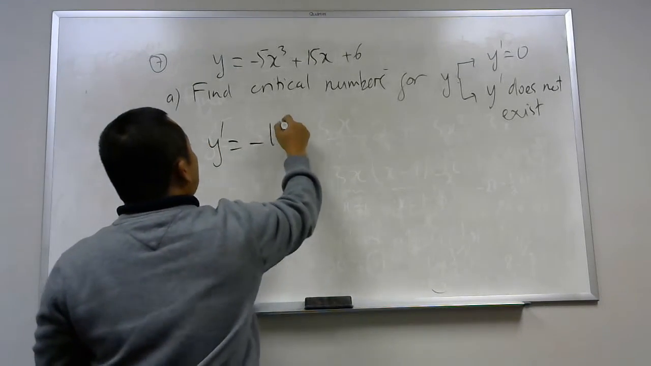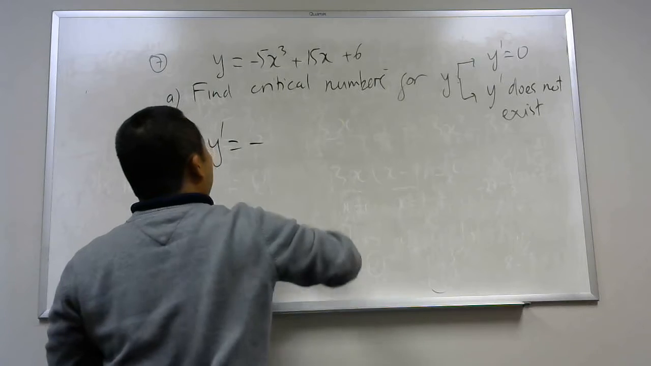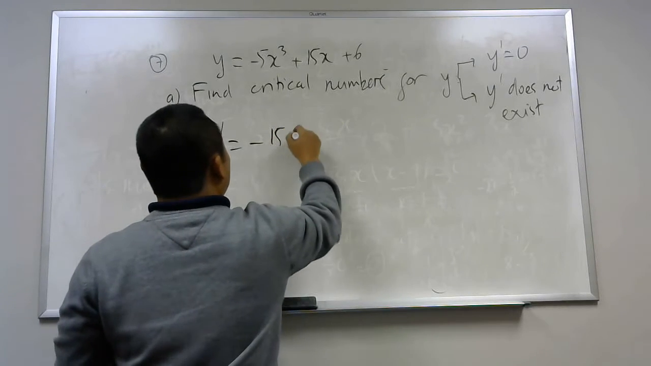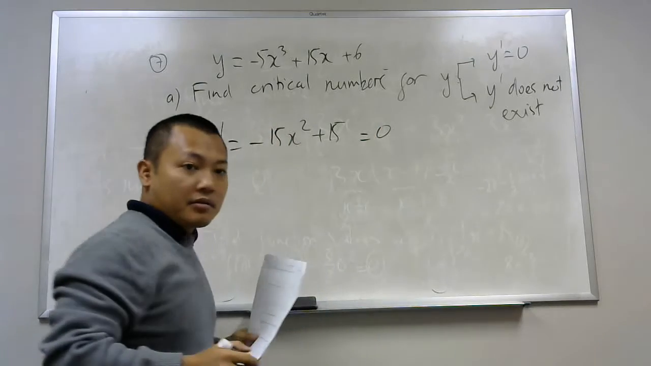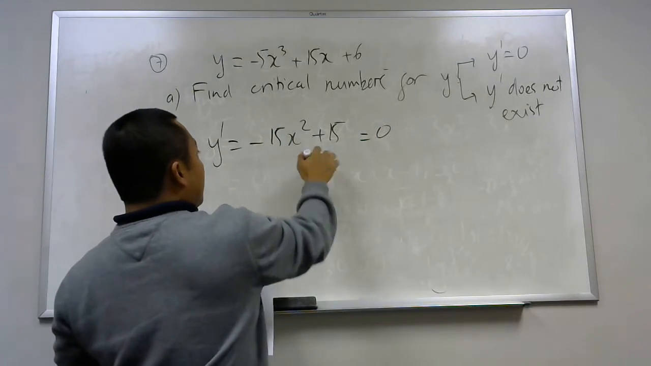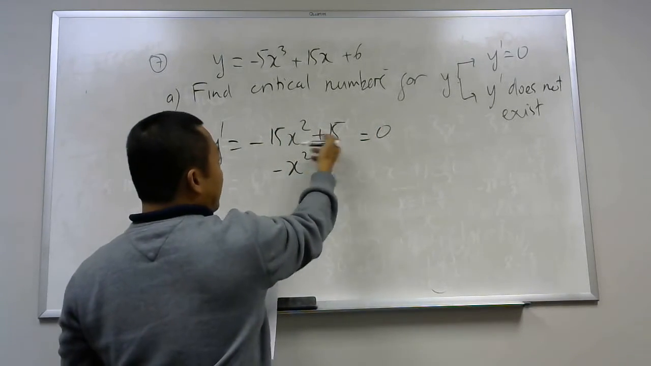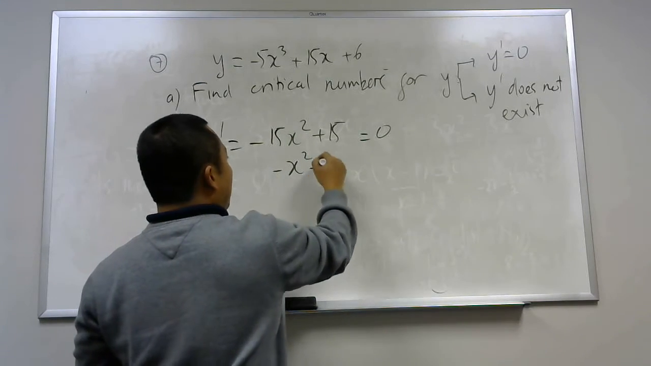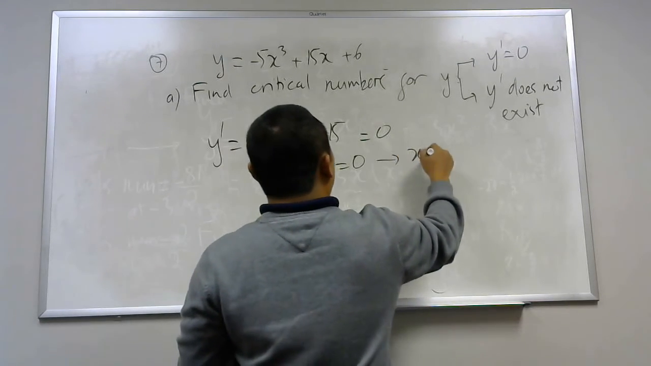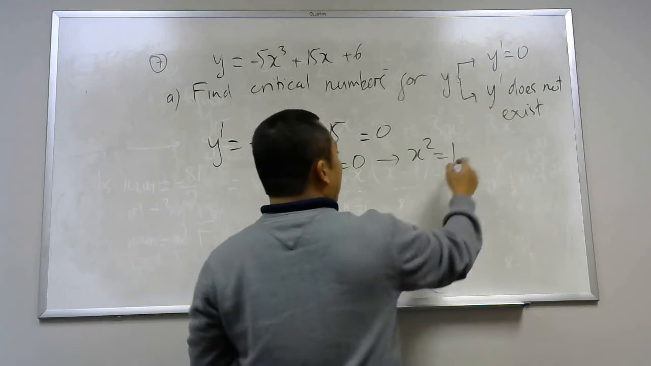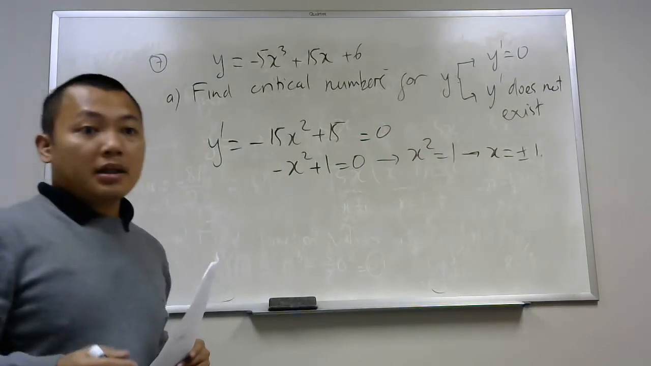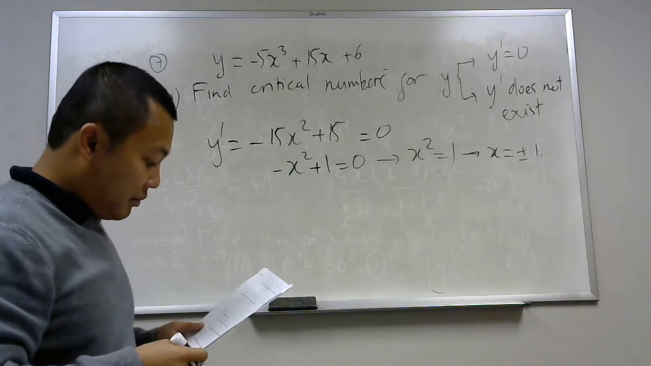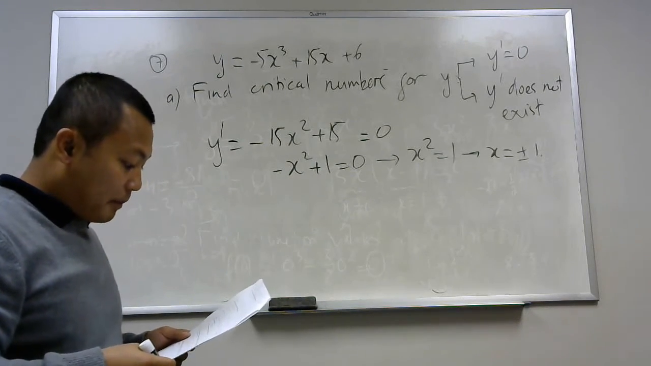The derivative is negative 15x squared plus 15, and you set it equal to 0. From here I simplify by 15, I get minus x squared plus 1 equal to 0, or x squared equal to 1. From here I get x equal to plus or minus 1. So it means the function has two critical numbers, plus and minus 1.